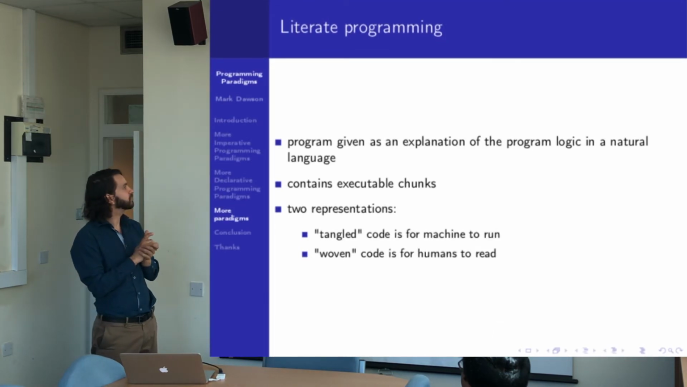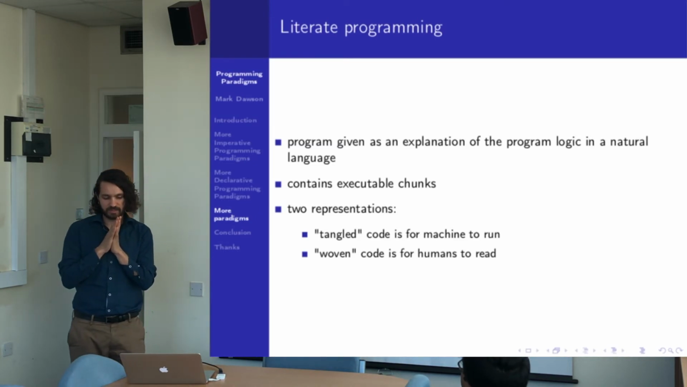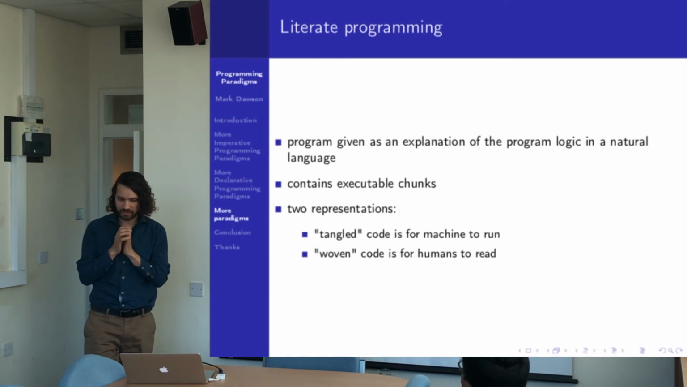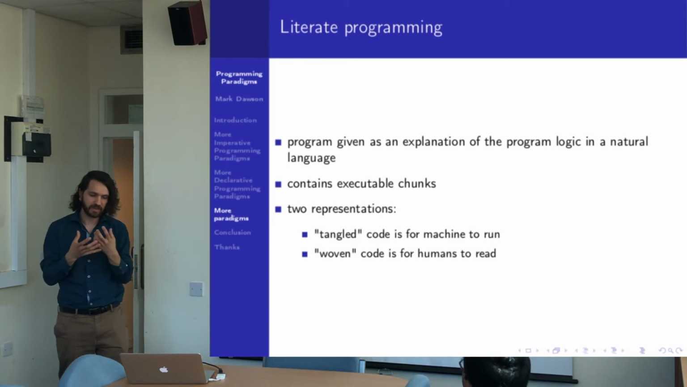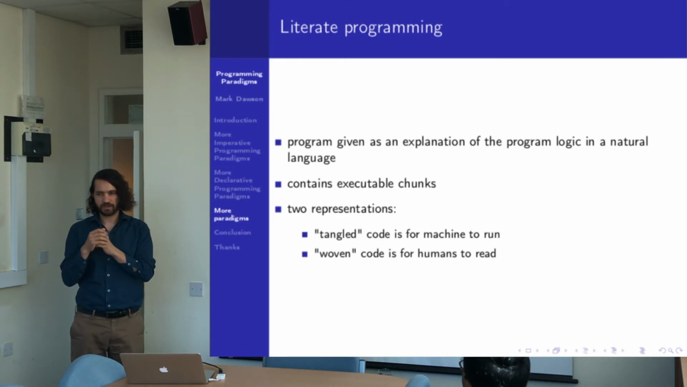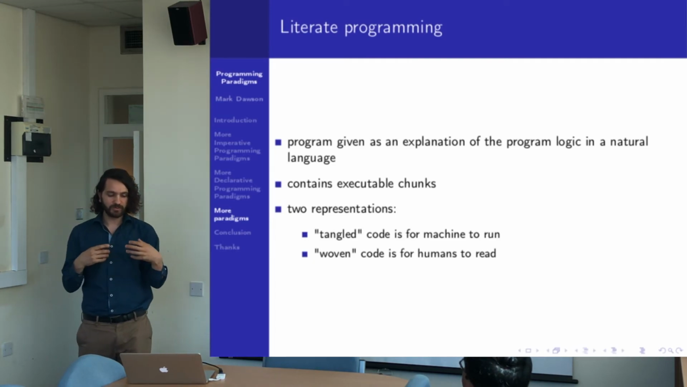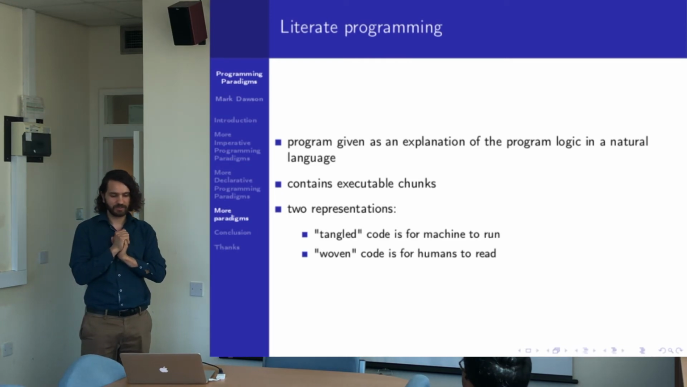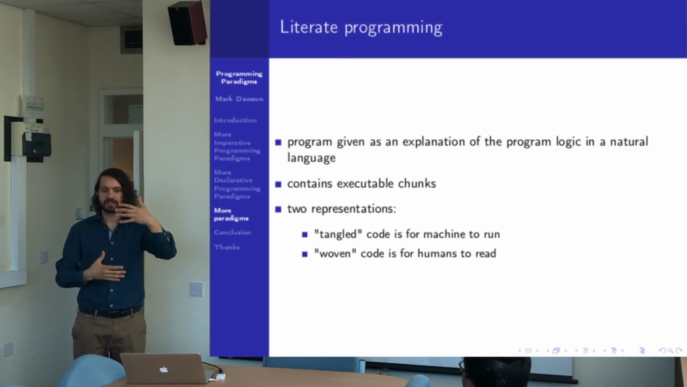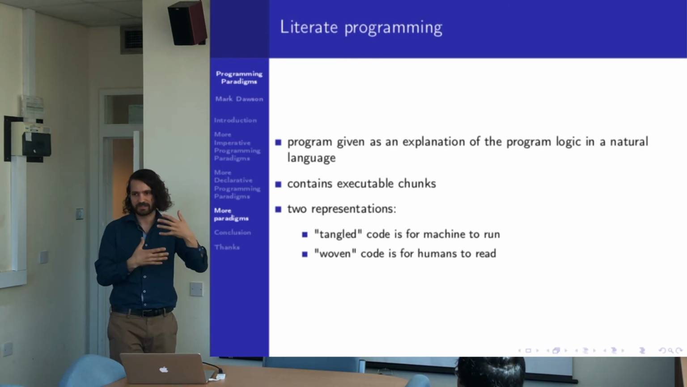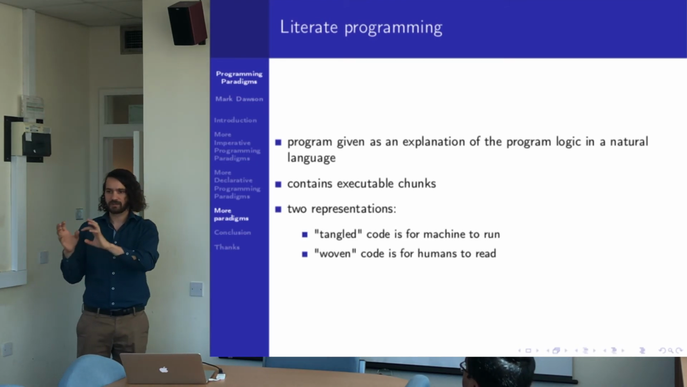Literate, again, I put this in here because there was some discussion about it last time. The idea is the program gives an explanation of the program's logic in a natural language, and it contains some executable chunks, some macros, something that could be turned into code. And then the code can be viewed in two ways. One is the woven interpretation, which is the one that logically follows the flow of thought for me. The other is the tangled interpretation, where this code is turned into something that can be run by the machine, possibly reordered, possibly done in a different way.